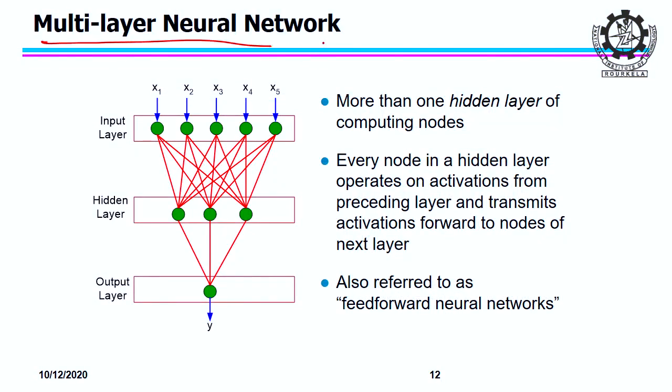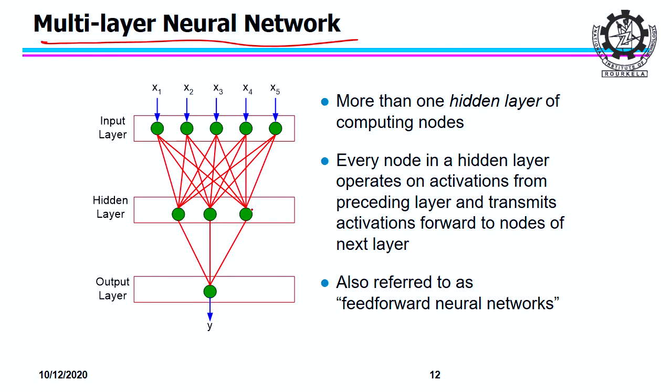So, in the last class we talked about the single perceptron, and we also said that a single perceptron cannot solve very complex problems. Even when the data sets are not linearly separable, a single perceptron cannot solve the problem. Therefore, we should go with a multi-layer perceptron or multi-layer neural network.